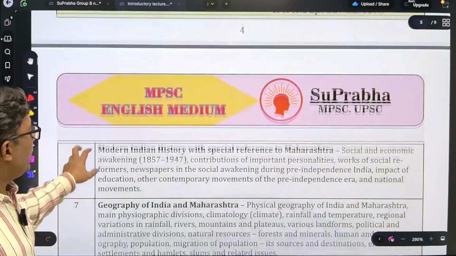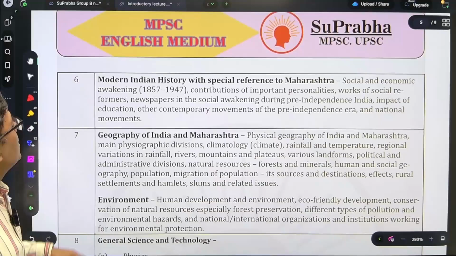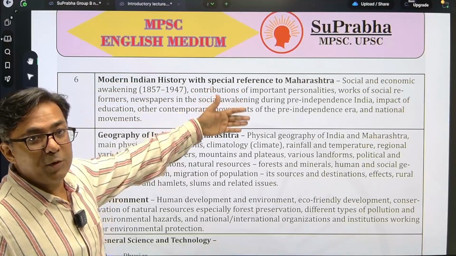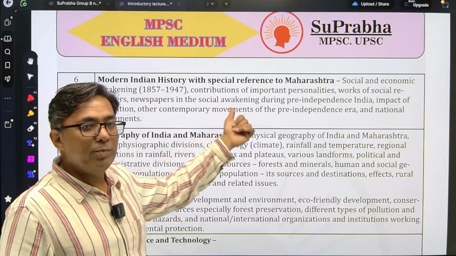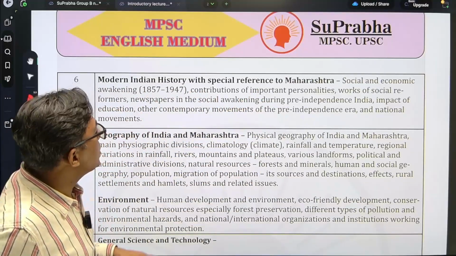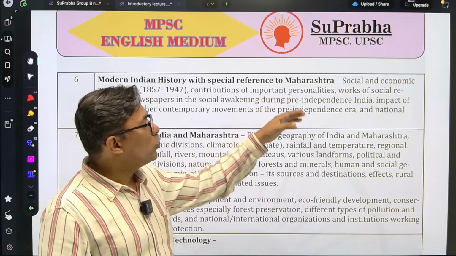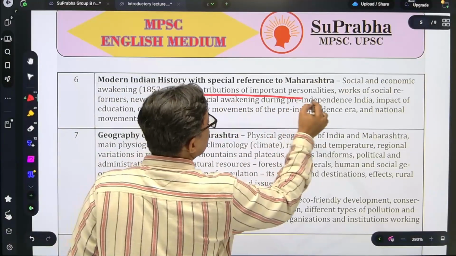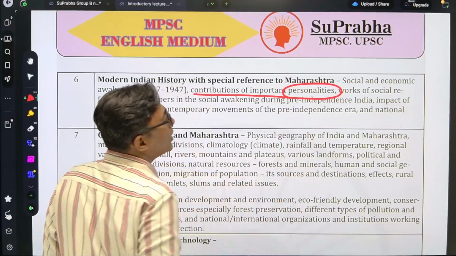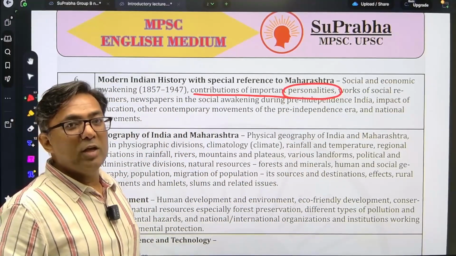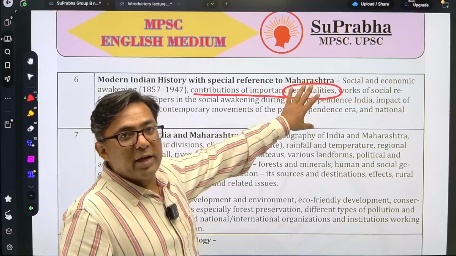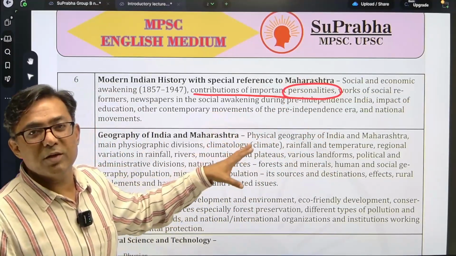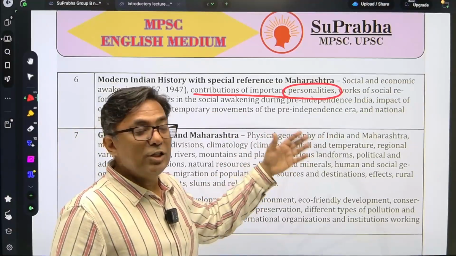If you look at the sixth topic, it's modern Indian history with special reference to Maharashtra. This has been elaborated a little bit. It's the same part which you have in prelims, but over here it's going to be a little bit exhaustive. Social and economic awakening, contribution of important personalities. When I say contribution of important personalities, these are personalities mostly pertaining to Maharashtra. So this over here is going to be a catch. You'll have to deal with the personalities from Maharashtra, whatever works they have done, whatever newspapers they have started, whatever organizations they have initiated.